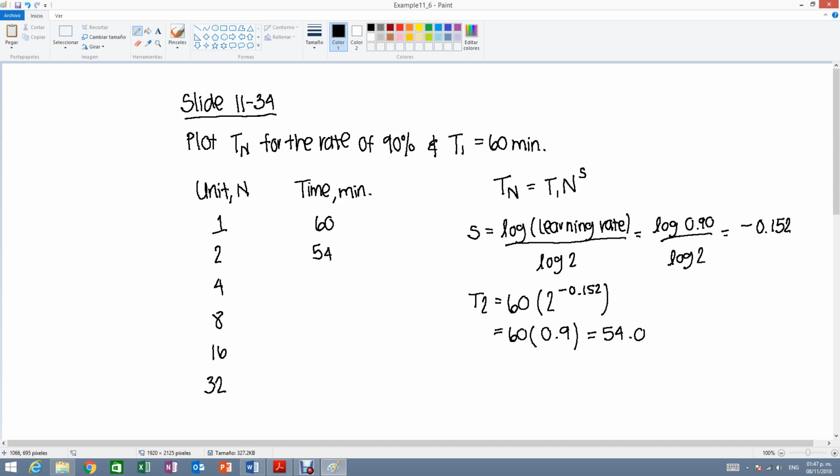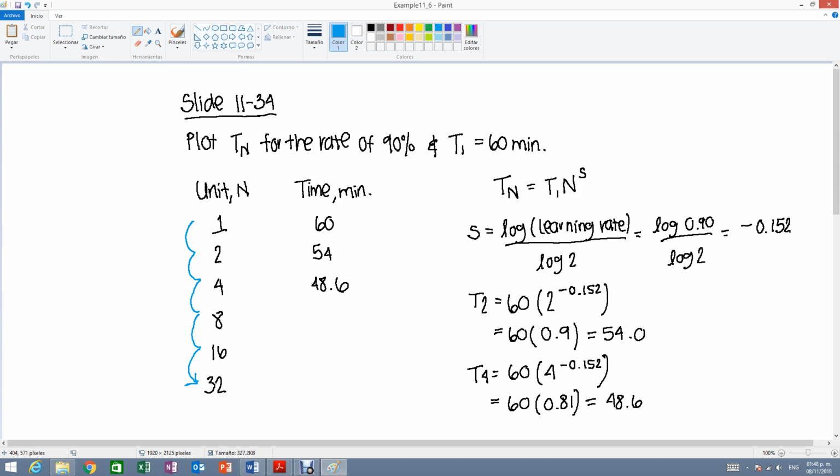Then, let's calculate the next one, T4. T1 takes 60 minutes, then it's going to be the fourth unit to the minus 0.152. This is going to give us 60 times 0.81, giving us 48.6. And you can notice, let me just, as a reference here, that from here to here to here, all of these, you're doubling production.